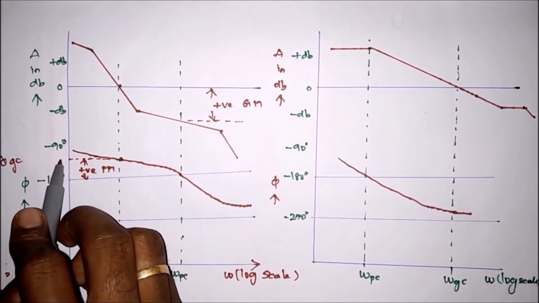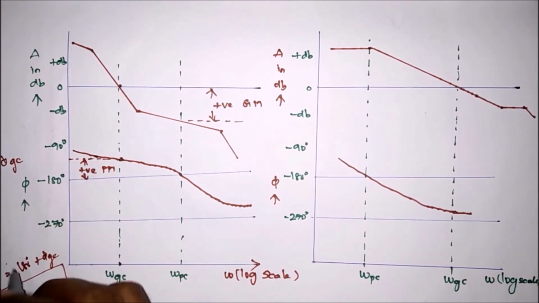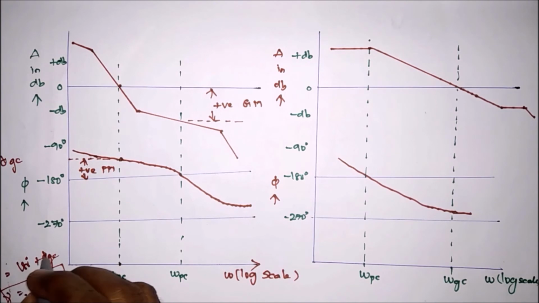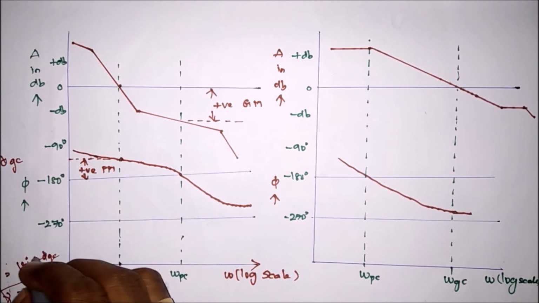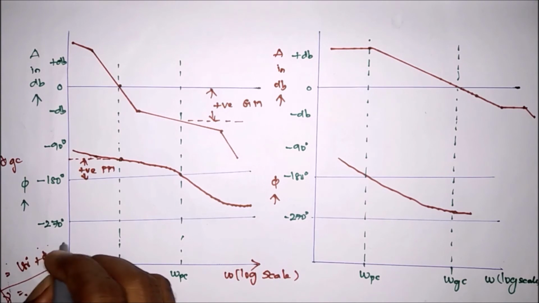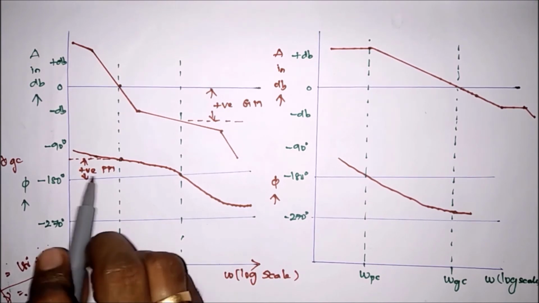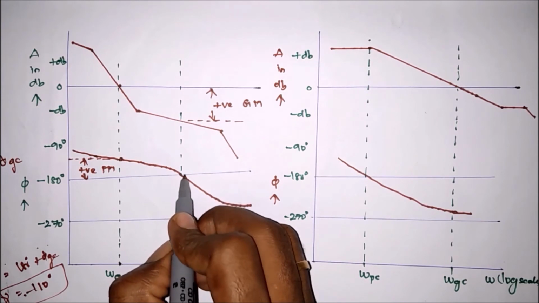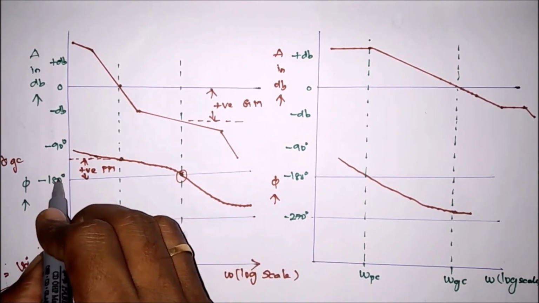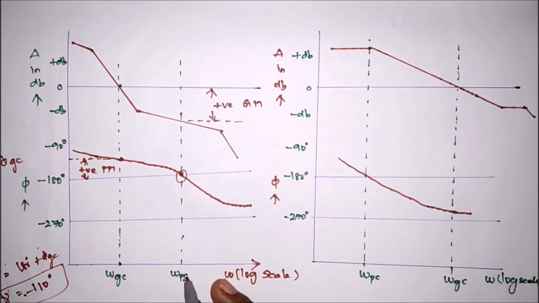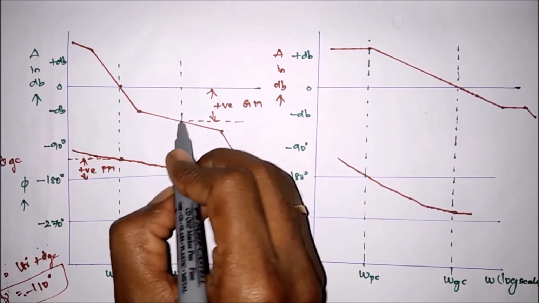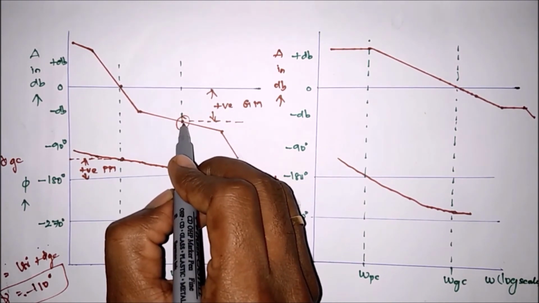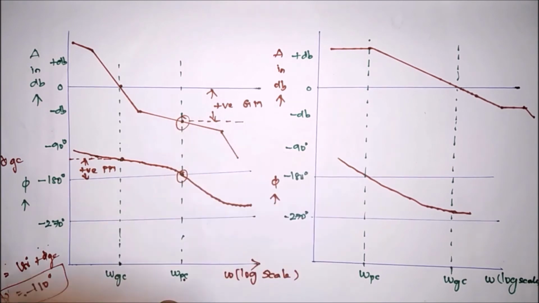Suppose phi GC is negative, we will get a positive phase margin. For example, if it is minus 70, then 180 minus 70 gives 110, so we get a positive value. Next, what is meant by phase crossover frequency? The phase crossover frequency is the frequency at which the phase plot reaches minus 180 degrees. This is the minus 180 degrees, and the corresponding frequency is the phase crossover frequency. The corresponding value on the magnitude plot is nothing but the gain margin.